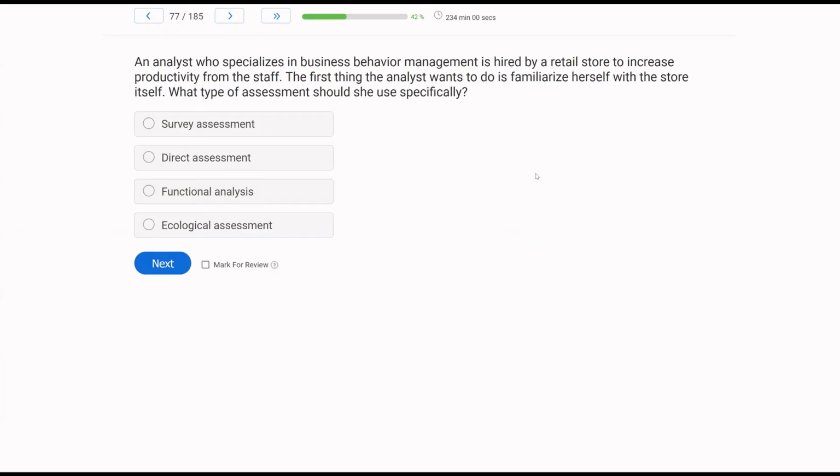An analyst who specializes in business behavior management is hired by a retail store to increase productivity from the staff. The first thing the analyst wants to do is familiarize herself with the store itself. What type of assessment should she use specifically?